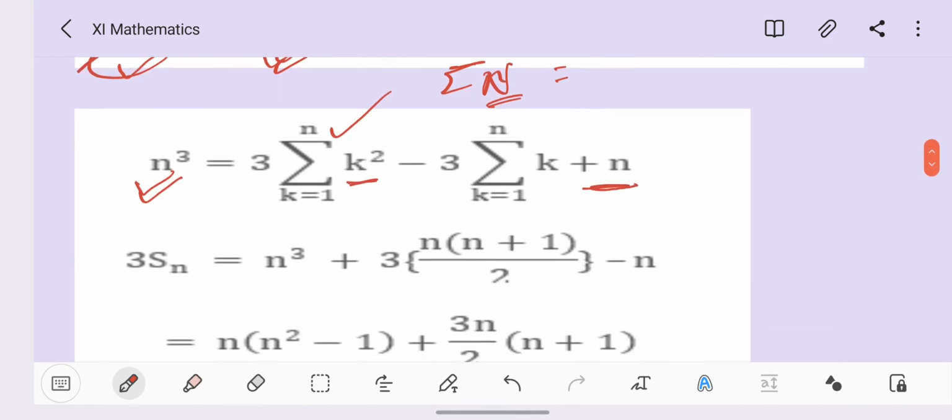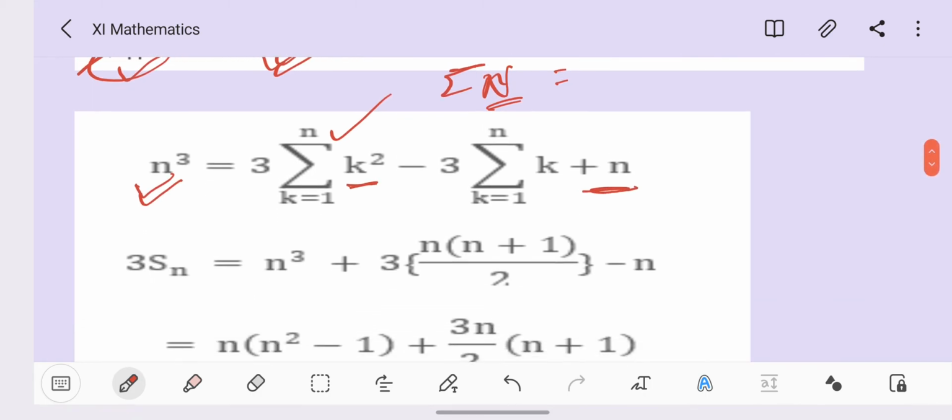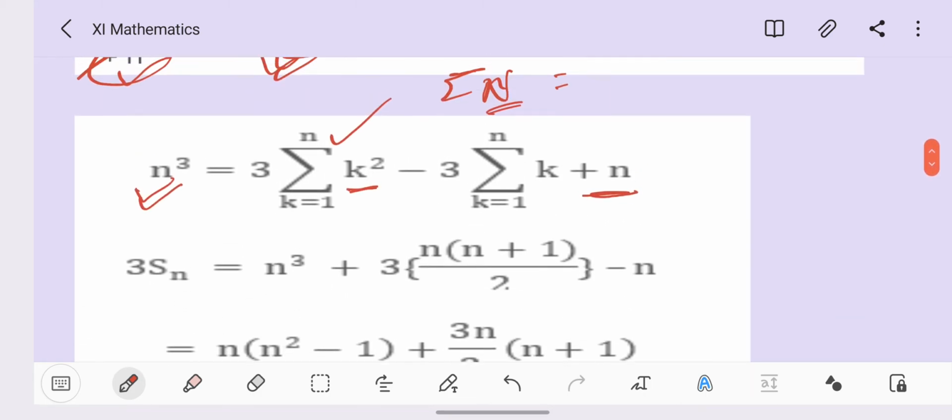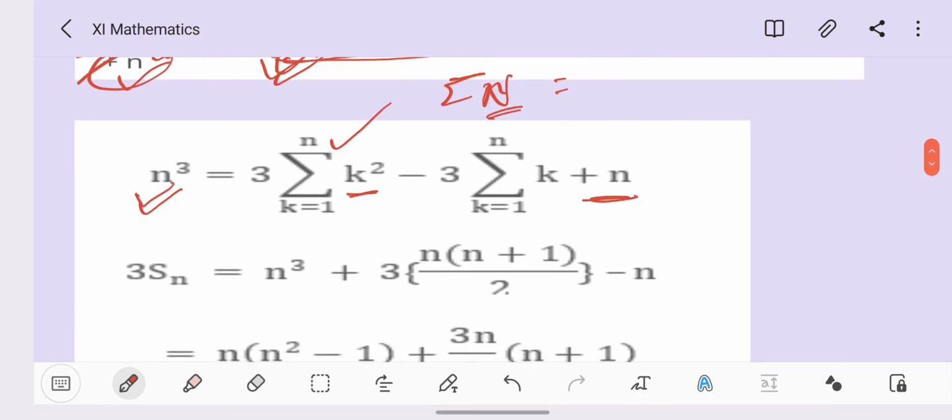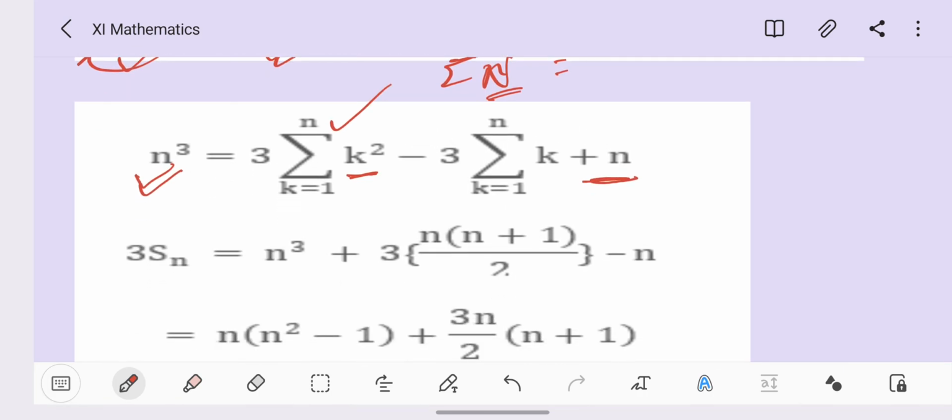Now just transposing the values here. So 3 Sn means what? Taking this value as 3, we need to find the value of the sum of these squares. So I'm representing the sum of k square as Sn. Leaving this on the left hand side and shifting everything to the right hand side.